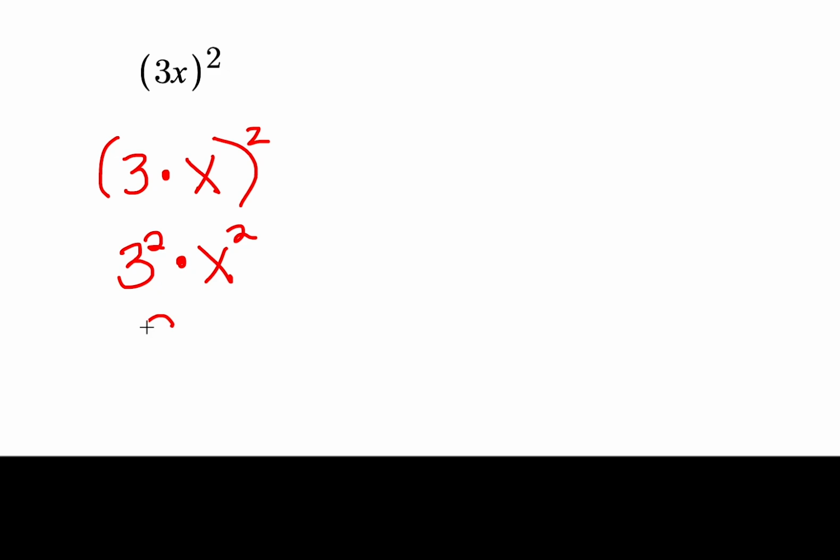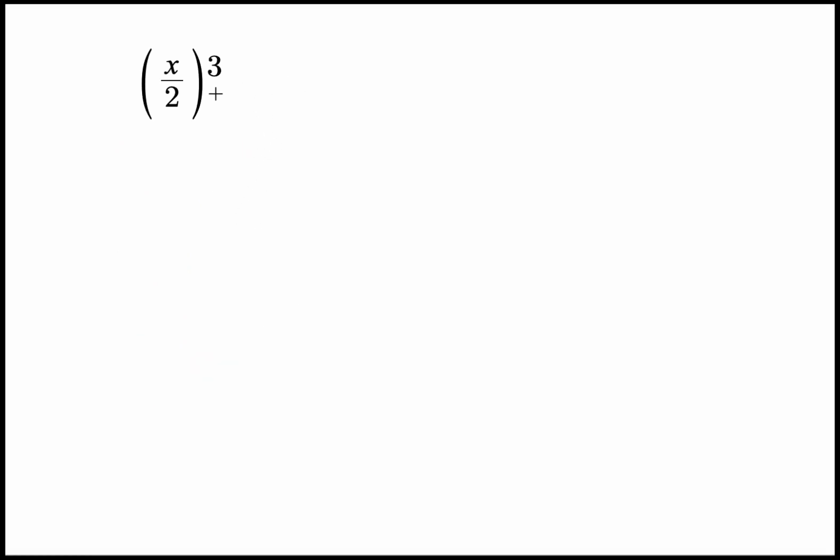So remember, when we have 2 terms multiplied together inside of the parentheses, 3 times x squared, we have to square each individual term inside the parentheses. So I will write this as 3 squared times x squared. Can we simplify further? Definitely. 3 squared is 9. And since x is a variable, I will leave that as is. (3x) squared becomes 9x squared.